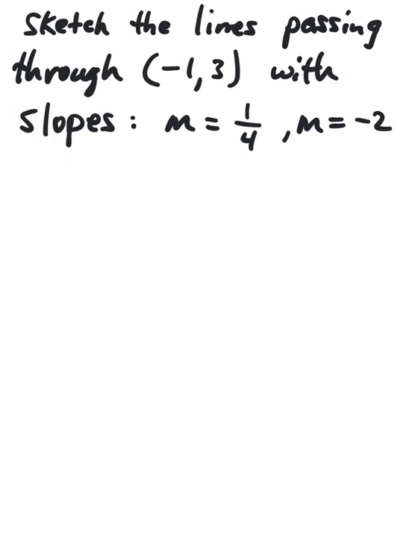So we're going to draw x and y axes. Your x-axis runs horizontally, your y-axis runs vertically. The point -1, 3 from the origin is going to be left 1, up 3. Your x-coordinate is always the left or right movement. The y-coordinate is your up or down movement. So -1, 3 will be here.